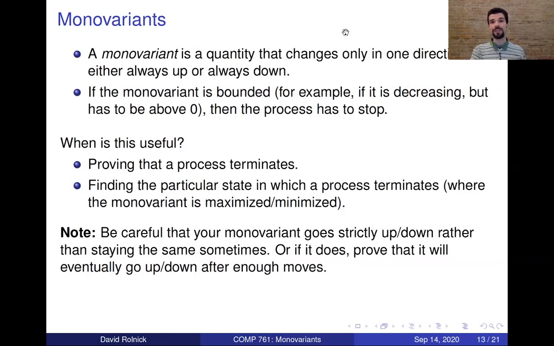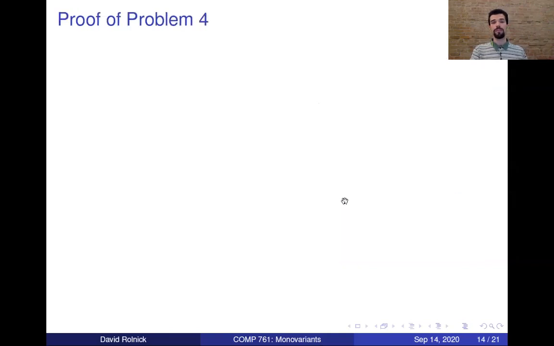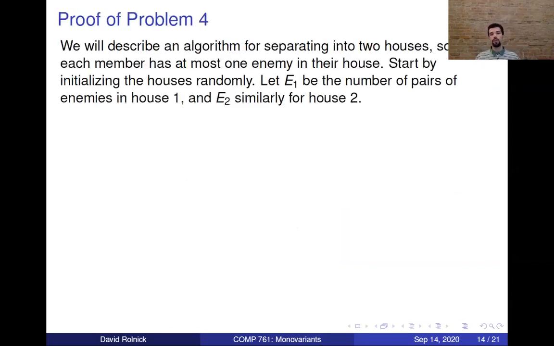With all of that said, let's go back and write a formal proof of the previous problem. We're going to describe an algorithm for separating the two houses so that each member has at most one enemy in their house. We're going to start, as we did, by initializing the houses randomly. Remember, our idea for an interesting quantity here was the total number of enemies within a house. So let E1 be the number of pairs of enemies in house 1, and E2 the same thing for house 2.